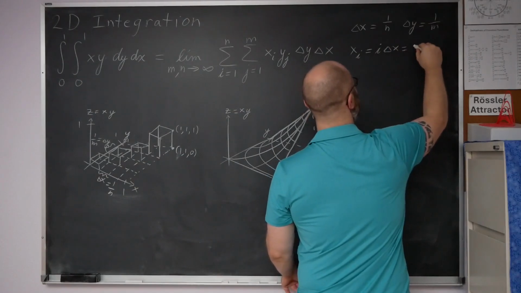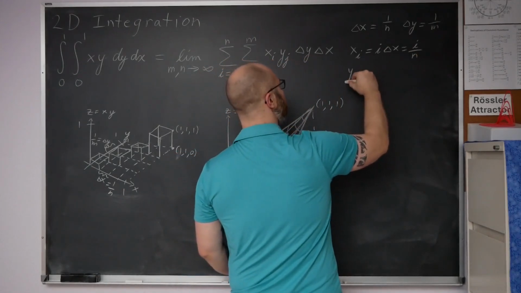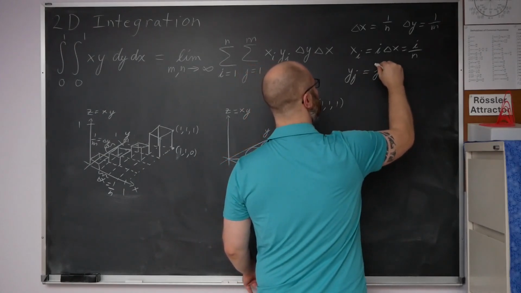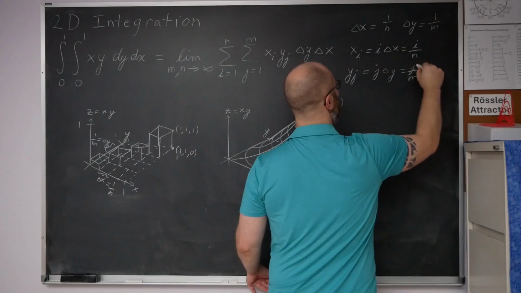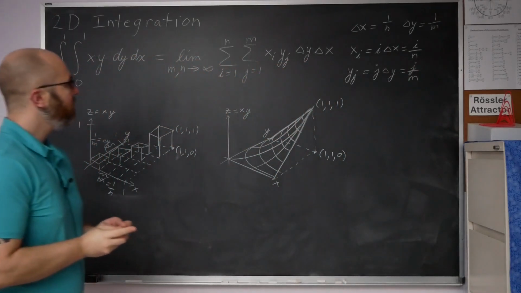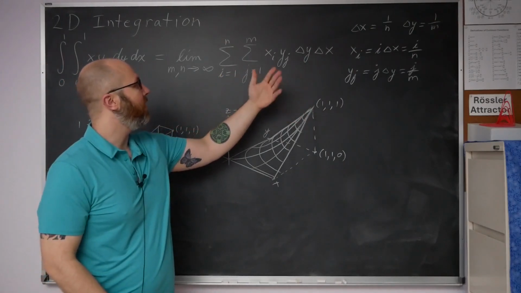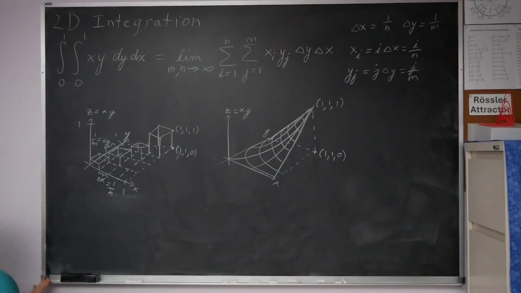Which is just i over n. All right, and you'll find similarly y sub j, well, that's j times delta y. That ends up being j over m. So we can actually write the summation out and replace it with i's and j's and m's and n's. So that's the same as, sure, I'll put the limit in. Close enough. All right, so m, n go to infinity.